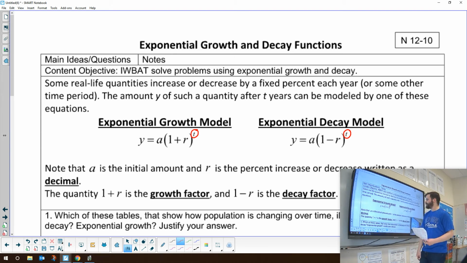Now we have also my a here. Our a is our initial amount that we start with. Okay, so just that tiny amount that we start with, or the really big amount for our decay that we go down with over time. Now, our number here in the center is our R. Our R is our rate, our percentage, okay, written as a decimal, and that's important, okay?